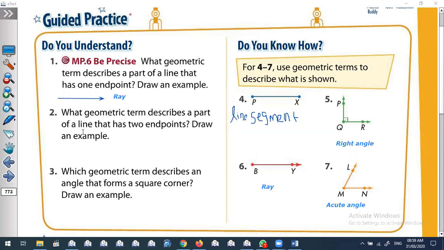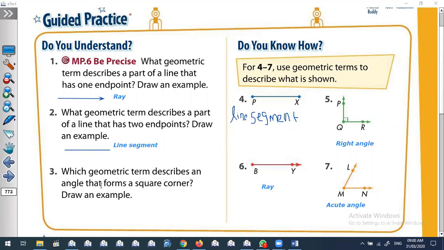The next one. What geometric term describes a part of a line that has two endpoints? Draw an example. Two endpoints, it will be like that. It has no arrow, and this is called a line segment.